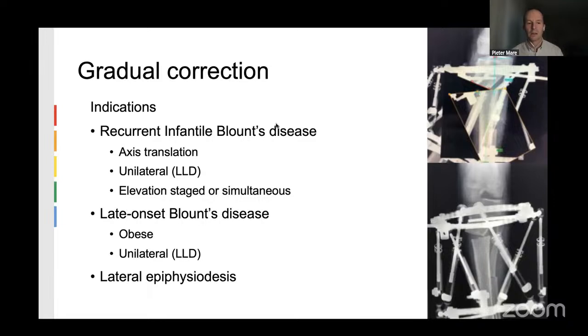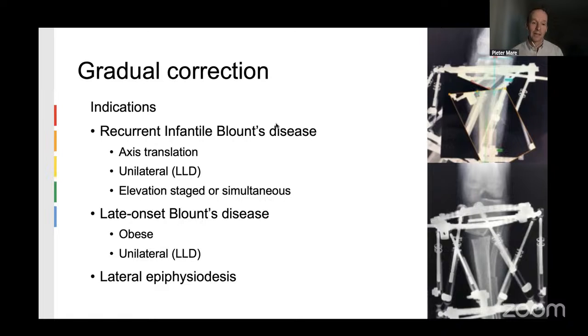I've just put lateral epiphysiodesis there because I want to emphasize that. If you've got a recurrent infantile Blount's disease, you know that most likely this will recur again. There's no medial growth potential. You need to do a lateral epiphysiodesis at the time of doing the primary procedure or when you remove the frame.